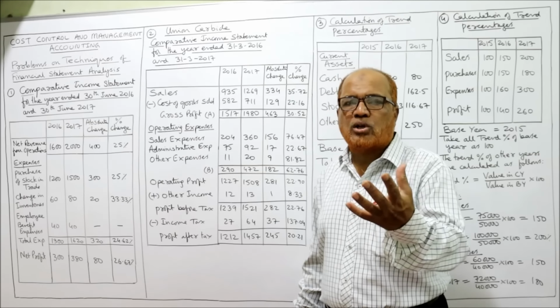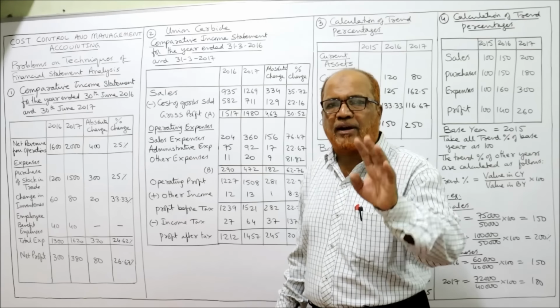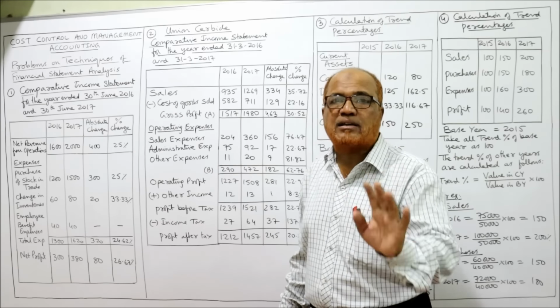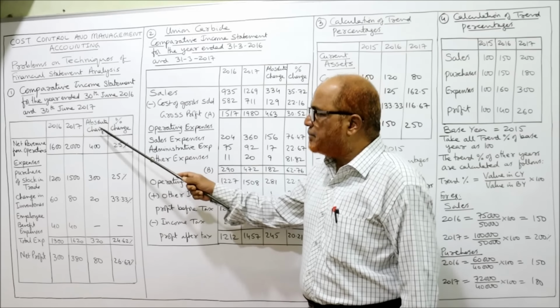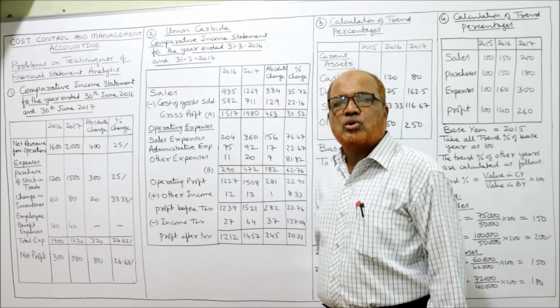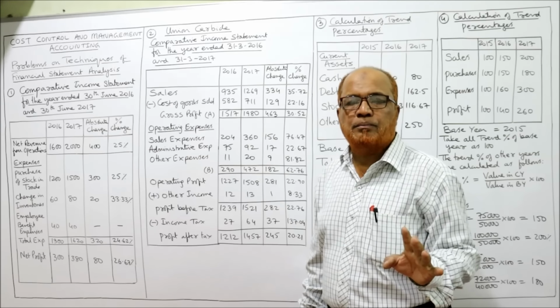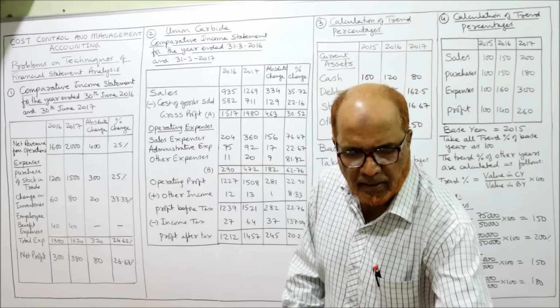Otherwise, if you simply watch the video, listen to the video and forget, you will not get the complete command. You need your practice. So see carefully. Absolute change. The absolute change is current year value minus last year value.